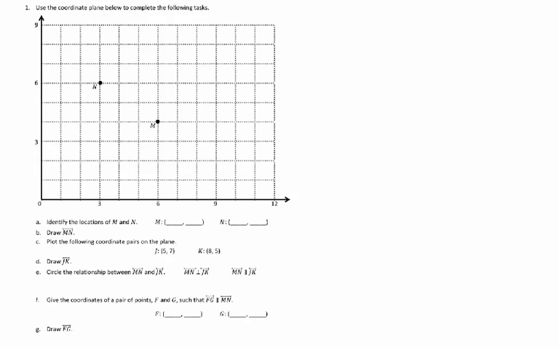So those are 2 points here. So we have M, which is located right here. So the coordinates are 6, 4. I'll write that in. And point N is right here, which is 3, 6.